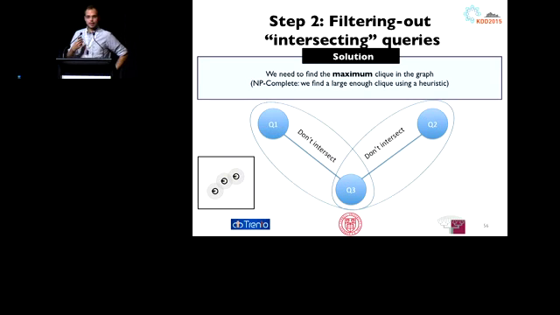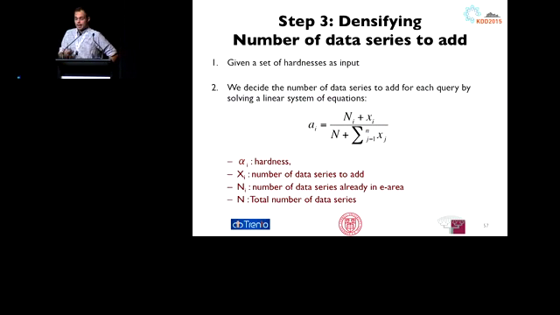Now, our solution becomes the maximum clique problem. So we need to find the maximum possible set of queries that are mutually non-intersecting. But because this problem is NP-complete, we find a large enough clique using a heuristic. Now, the third step is to actually identify how many data series we need to add at this epsilon area. Given a set of hardnesses as input by the user, we decide the number of data series to add for each query by solving a linear system of equations.